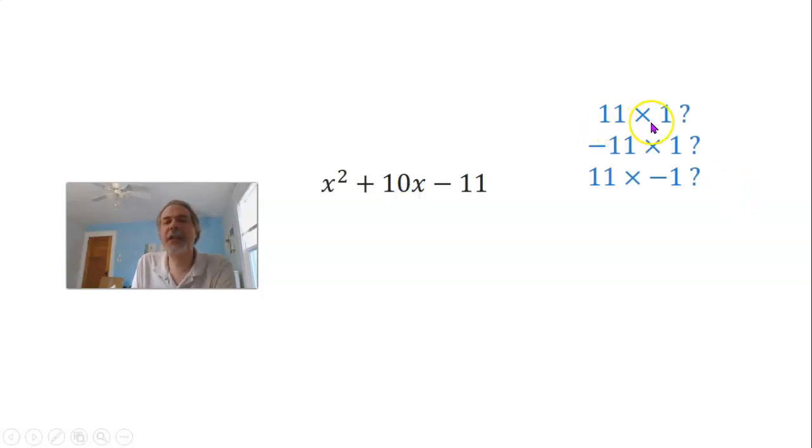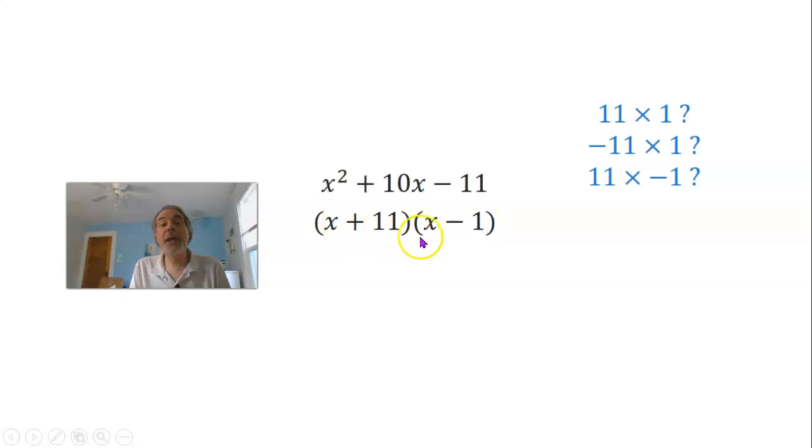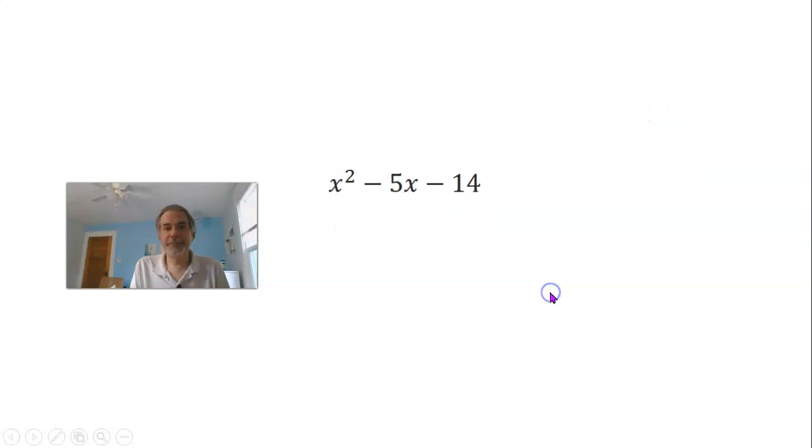So let's see, we can't just have an 11 times a 1. Those are the right absolute values, but remember, one of them has to be positive and one of them has to be negative. So we could have a negative 11 and a positive 1, or a positive 11 and a negative 1, and which of those adds up to positive 10? Yeah, it's the one with the bigger positive, the positive 11 and the negative 1. So it's x plus 11 times x minus 1. If you FOIL that out, you get x squared minus 1x plus 11x, so there's your plus 10x, minus 11. What about x squared minus 5x minus 14?